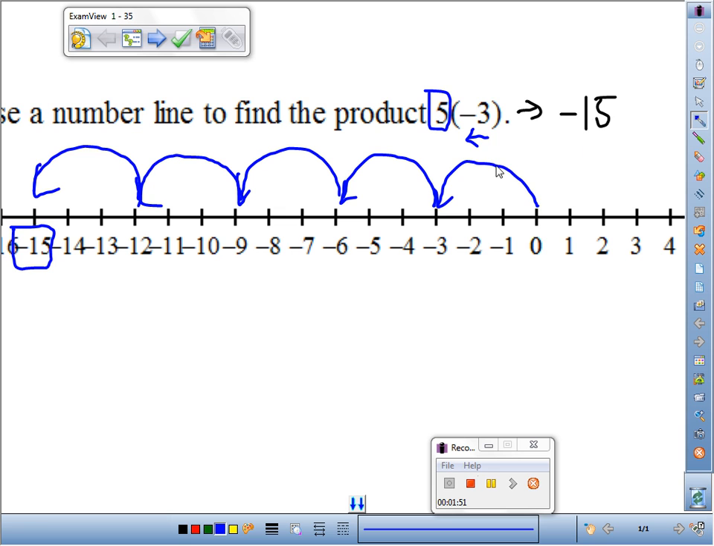I want that boxed, and I also want you to write it somewhere where it's visible. Okay? Very simple, yes? Okay, let's go to number 2.